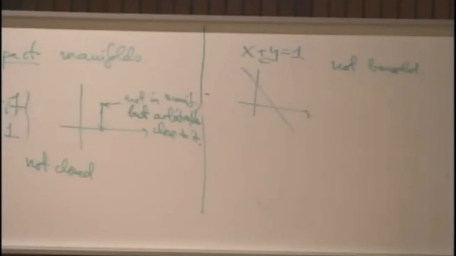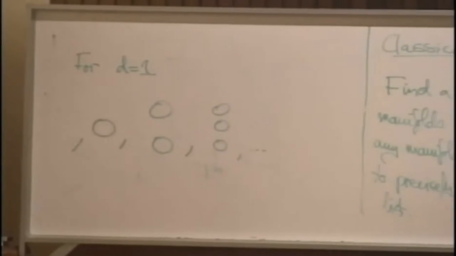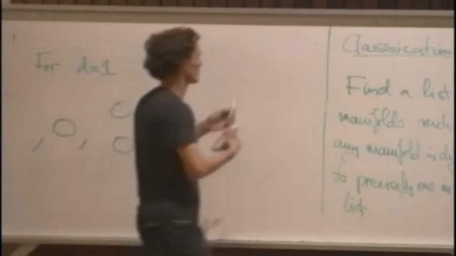The circle, there's 2 circles, there's 3 circles, and there's the empty set, and that's in fact a complete list. Any compact 1-manifold is diffeomorphic to precisely 1 in this list. But in general, it's a difficult question. Let me mention one more result, or two more maybe.